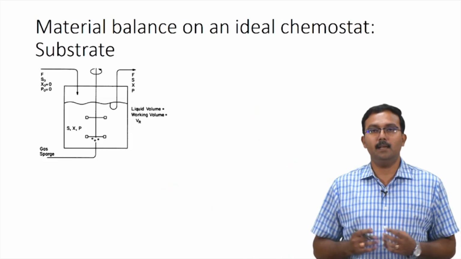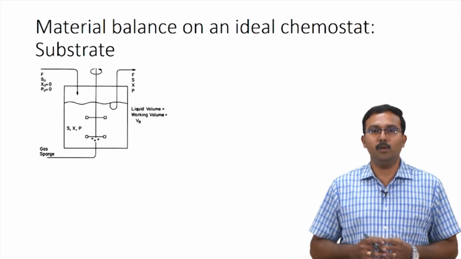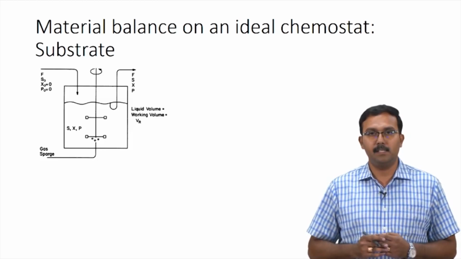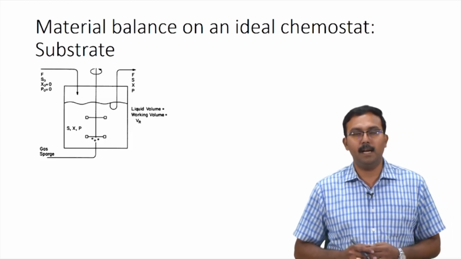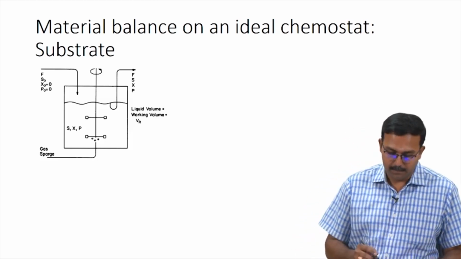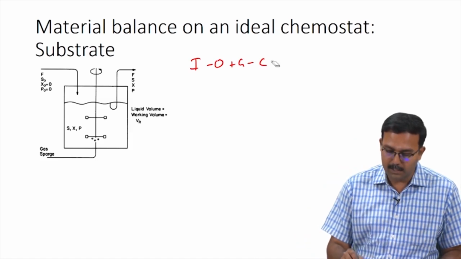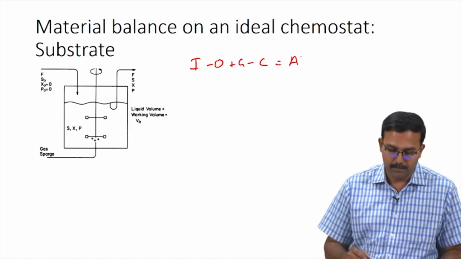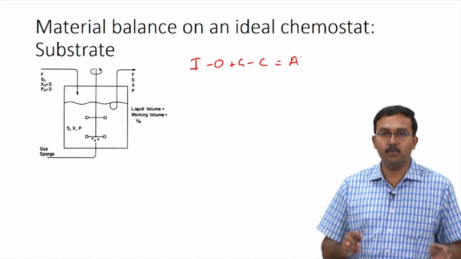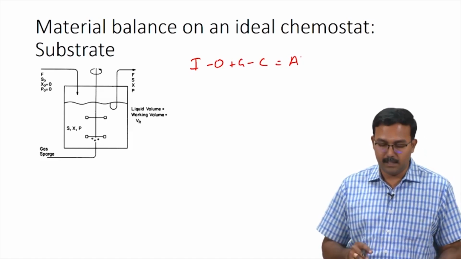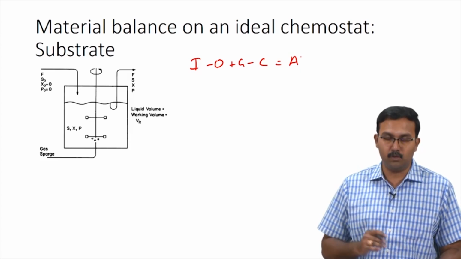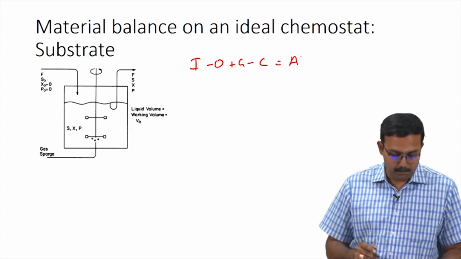In addition to writing the biomass balance, we can also write a substrate balance. Let us try to write a substrate balance for the ideal chemostat. Again we start with input minus output plus generation minus consumption equals accumulation. We will initially assume that it is not at steady state, and then we will cancel off terms based on making the appropriate assumptions.